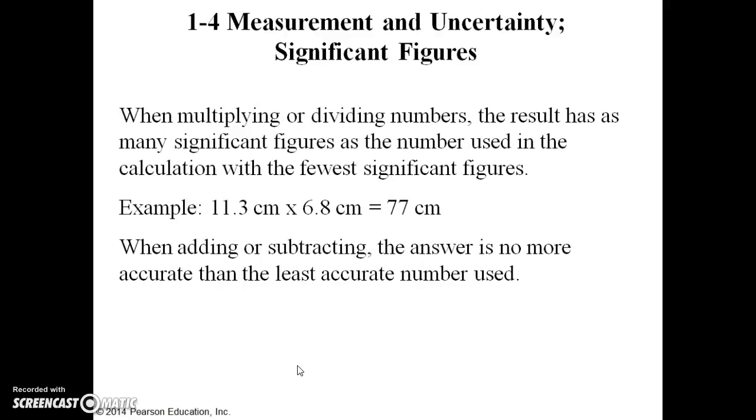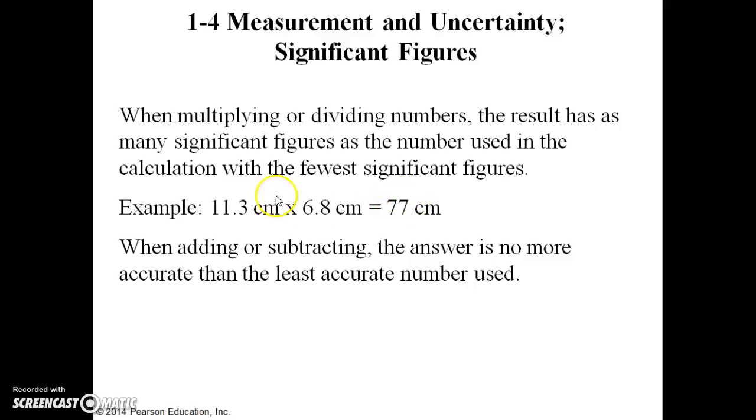Knowing the number of significant figures is useful for knowing how many digits to write down as your answer, or where you should round. When multiplying two numbers, the answer should contain the same number of significant figures as the factor with the fewest significant figures in your calculation. So for example, we have 11.3 centimeters, which has 3 significant figures, whereas 6.8 only has 2 significant figures. So therefore our answer should only contain 2 significant figures.